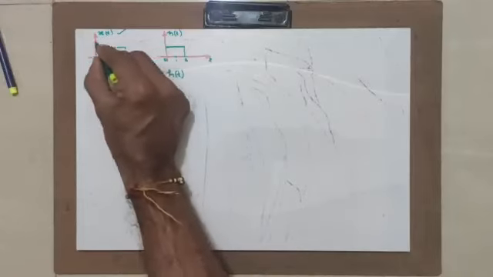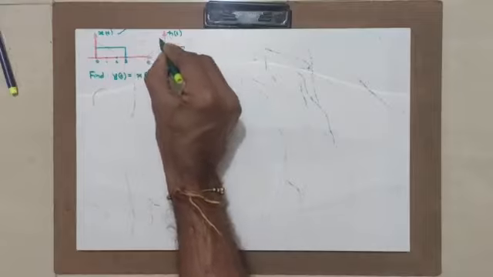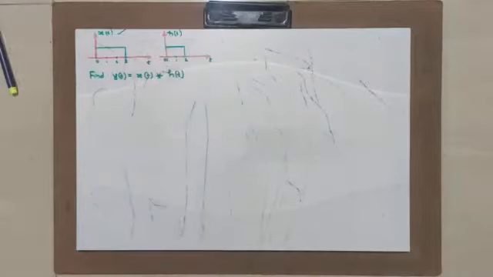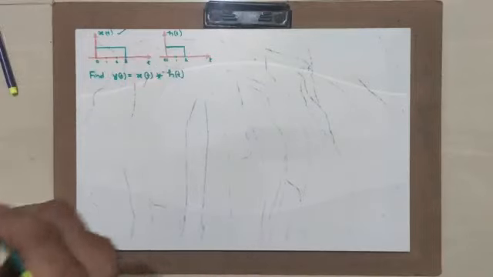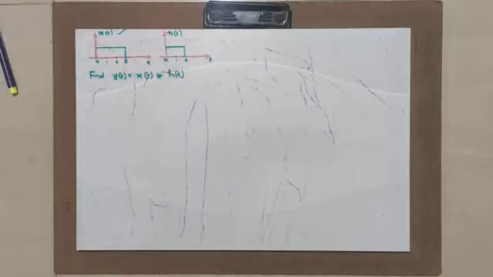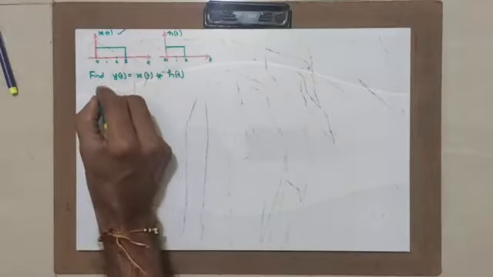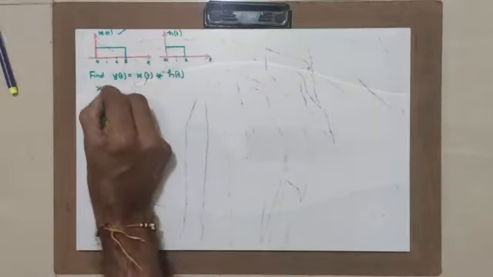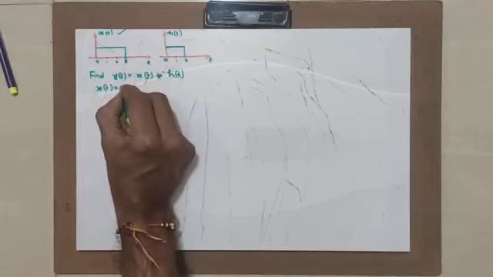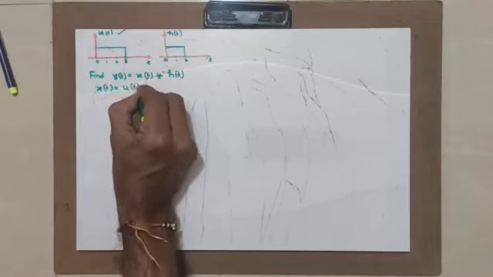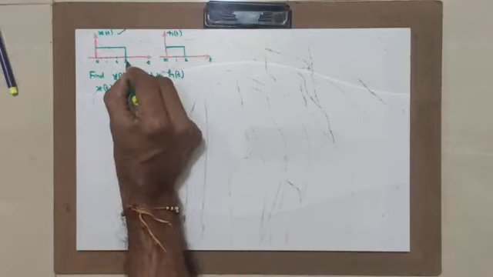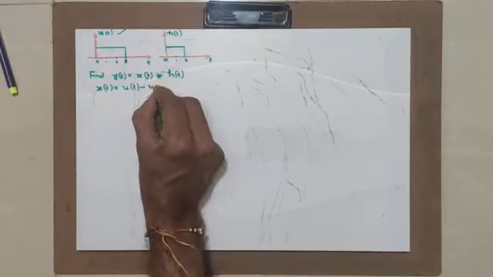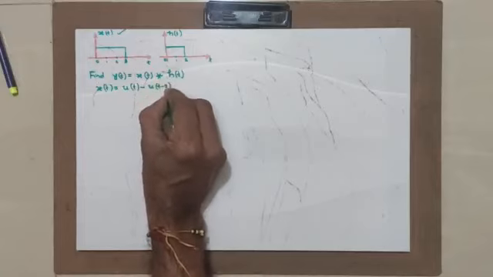What is x of t? It's a pulse. What is h of t? It is also a pulse. Now, the first point is to define these x of t and h of t in terms of the unit step, that means u of t. Now let me define. x of t is equal to u of t, since it starts from 0, minus u of t minus 3, since it ends at 3.